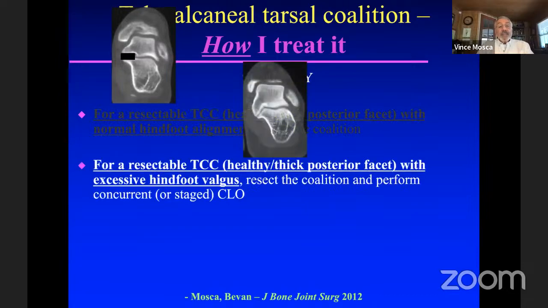Next scenario. It's a thick, healthy posterior facet. That means that if you resect the middle facet coalition, the posterior facet will be just fine and comfortable, but there's a lot of hindfoot valgus deformity. Resect the coalition because of the healthy posterior facet and correct the deformity concurrently with the calcaneal lengthening osteotomy, the flatfoot reconstruction.